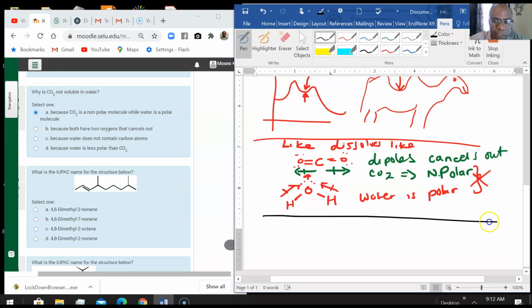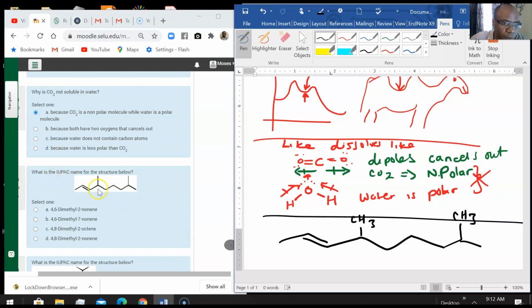We proceed with the structure. It's an alkene again. You have a methyl group here. You have another methyl group here. 3, 4, 5, 6, 7, 8, 9. 1, 2, 3, 4, 5, 6, 7, 8, 9.